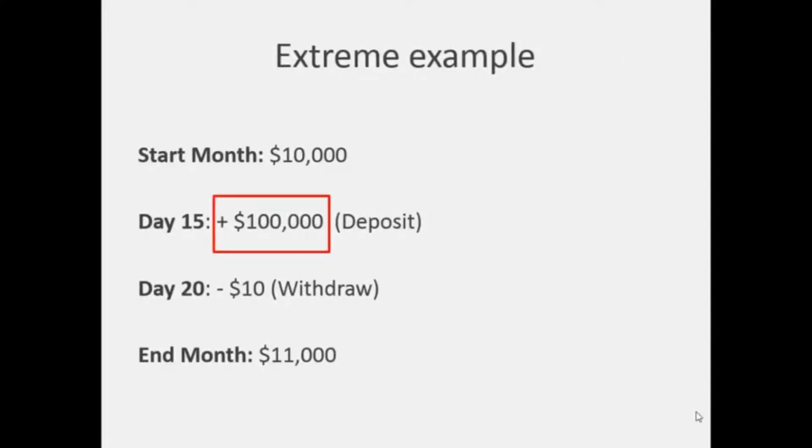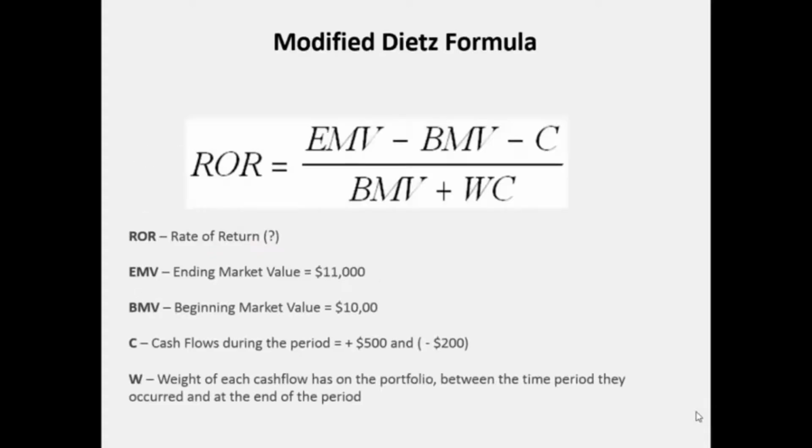Let's see an extreme example. We start the month with $10,000. On day 15, we deposit $100,000 in our trading account. And on day 20, we withdrew $10, okay? And we ended the month with $11,000. So this one is very obvious, isn't it? We can say there was a very huge loss here because we had a deposit of $100,000. That's why this is an extreme example. Even though we started with 10,000 and we ended up with 11,000, it's pretty obvious that we didn't gain 10%, okay? That's the point of this formula. And that's what the formula is going to tell us, the real gain, okay?